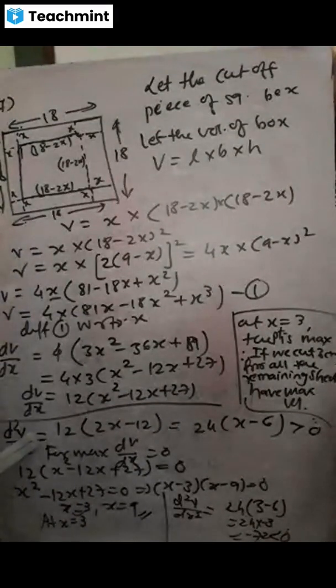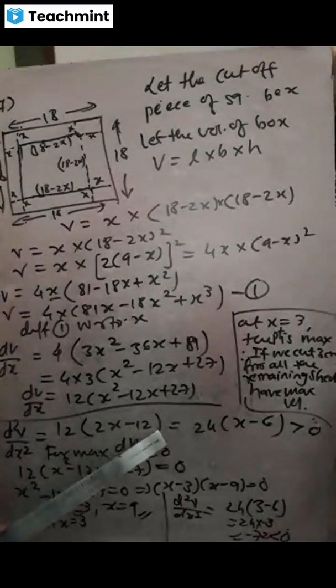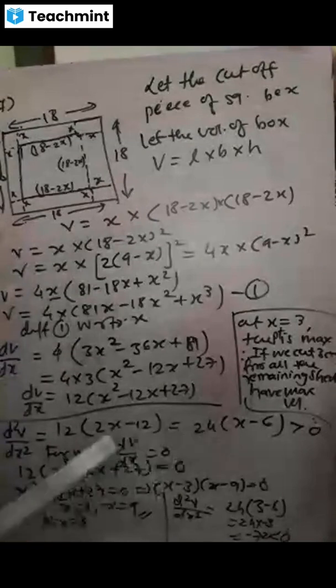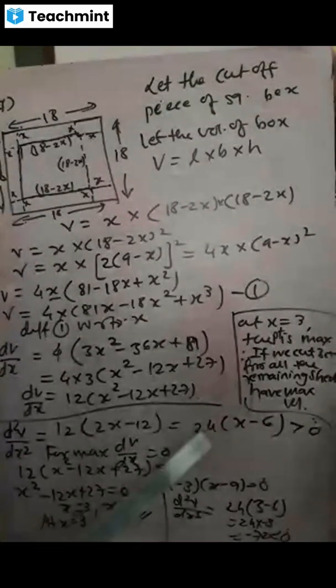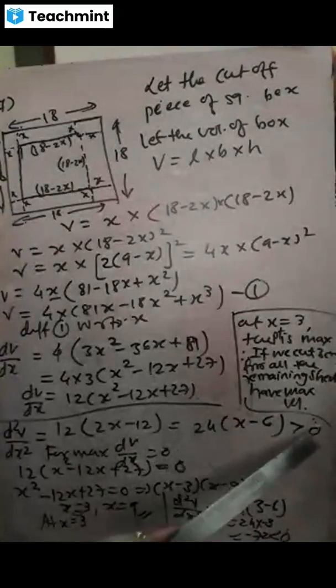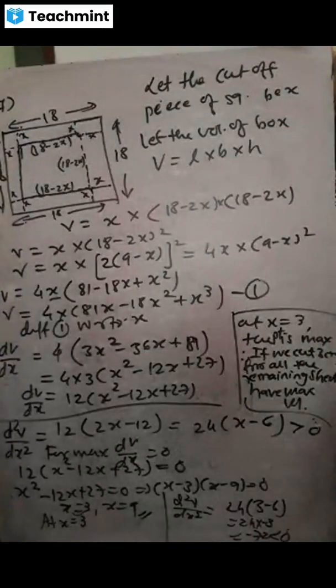Again we will take the second order derivative d2V/dx square, which is equal to 12 into (2x minus 12). Taking 2 outside, it is 24 into (x minus 6). For maximum value we have to put dV/dx equal to 0.